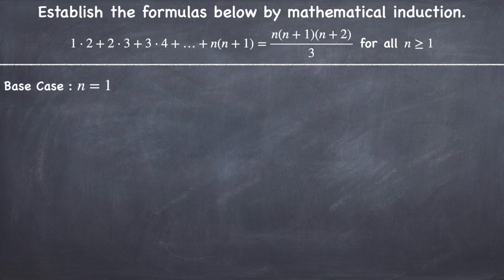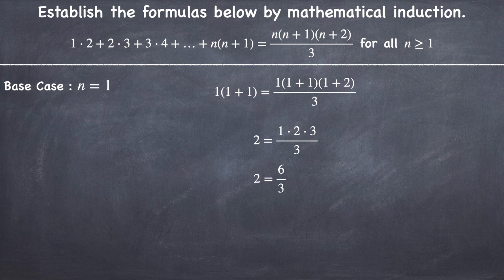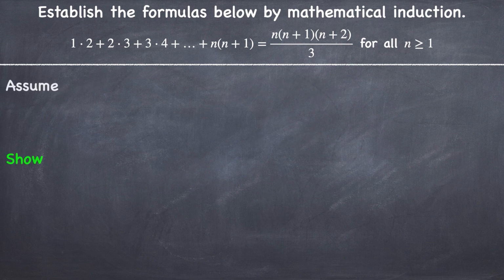So we're going to let n equals 1 and make sure that this formula holds at least for the value n equals 1. In this example, it's pretty straightforward to make sure that n equals 1 satisfies the equality. So from here, we can move on to the inductive step.